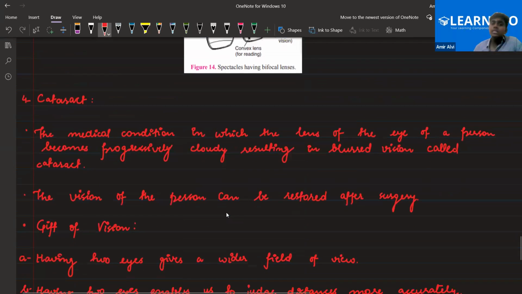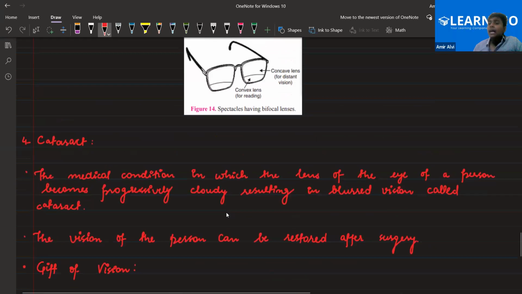Next, the last one is cataract. Cataract is a condition in which the lens of the eye becomes milky and cloudy. Okay, it will result in blurred vision. Like you are not able to see things clearly. It will be kind of blurry.